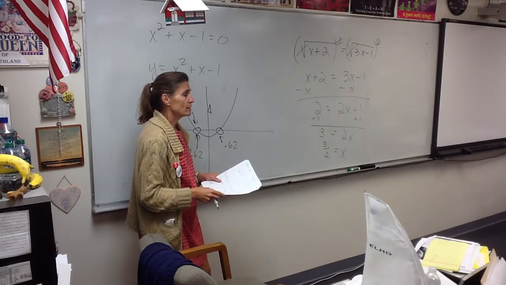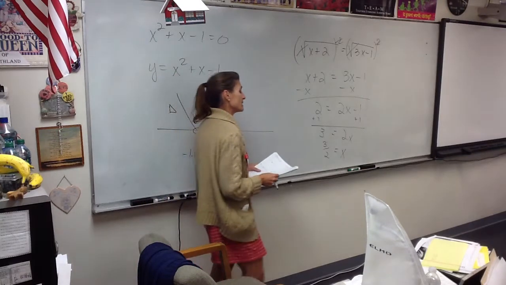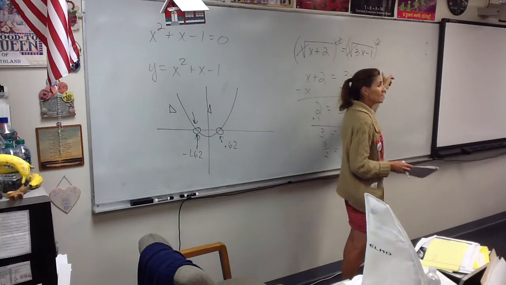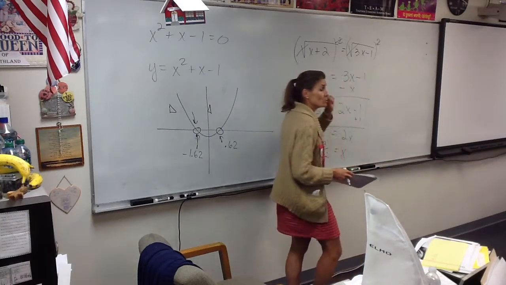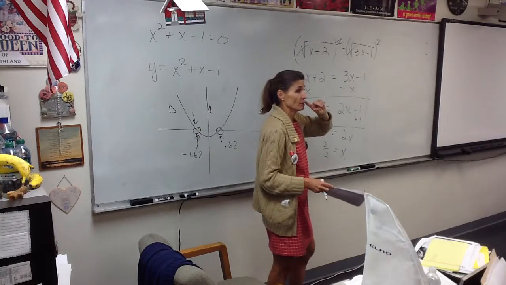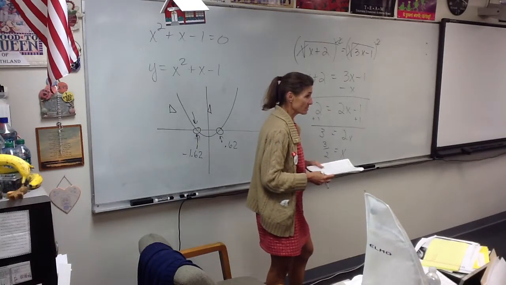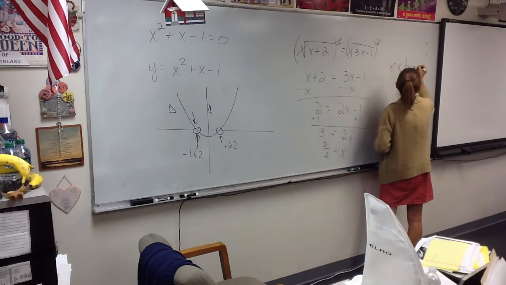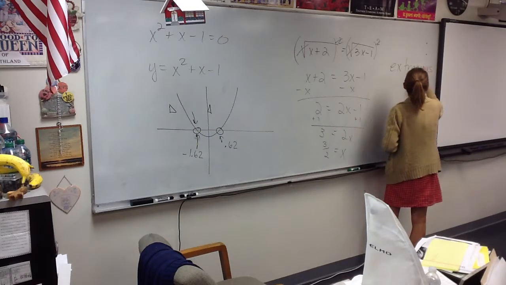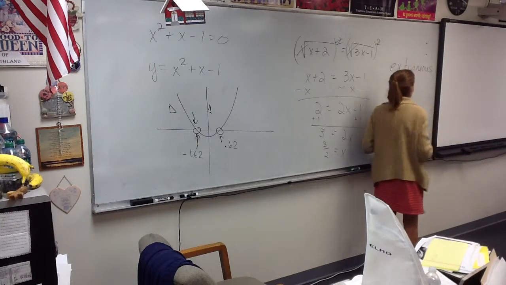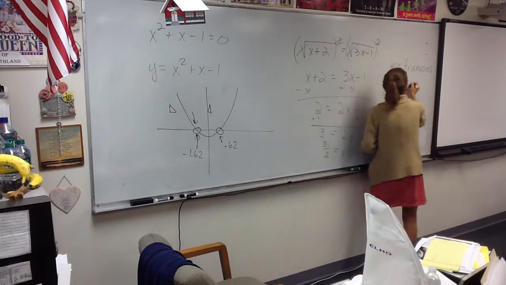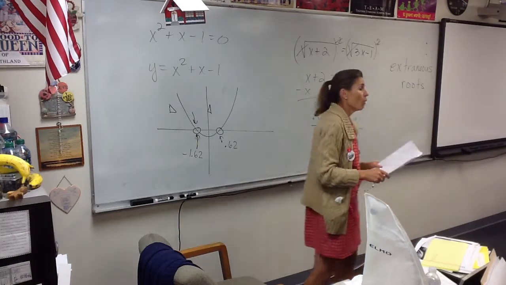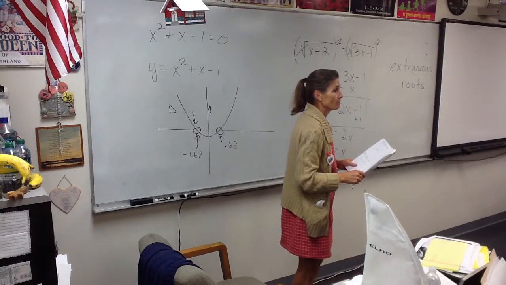Now, we need to talk about something, so I need everybody listening. When you square both sides of an equation, you always have to check your answer. When you square both sides of an equation, you introduce the possibility of what are called extraneous roots. Have you heard that word before? Extraneous roots. What are extraneous roots?